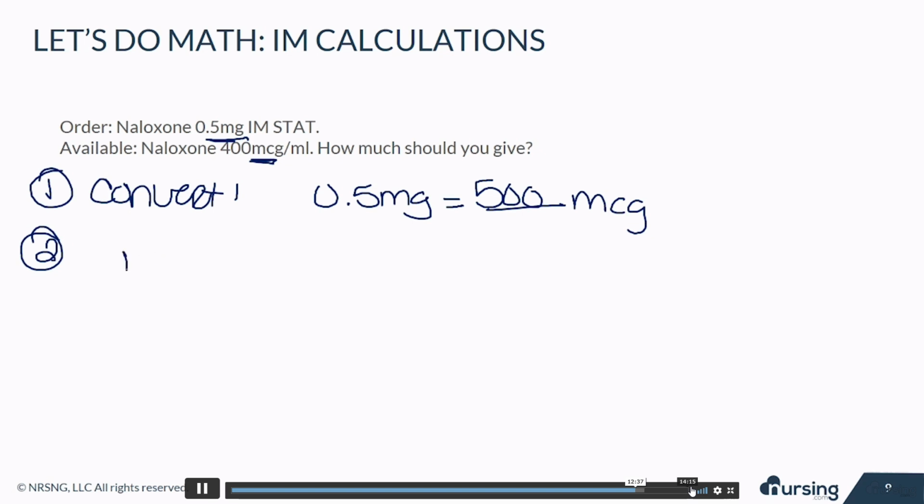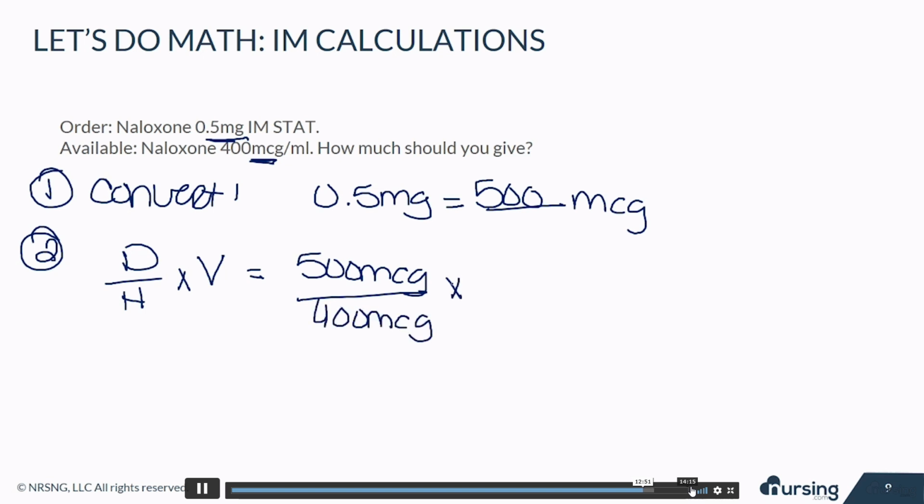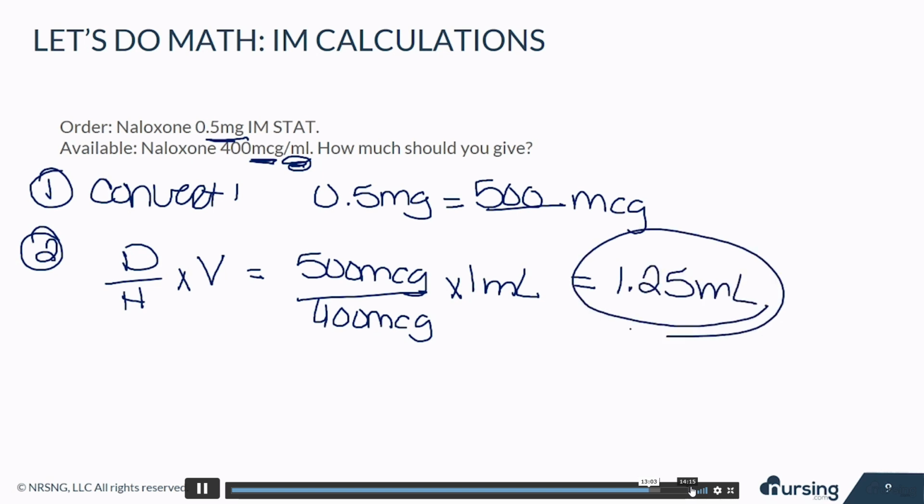Once we're done here, we have all our matches. We're going to do desired over have times vehicle: our 500 micrograms over 400 micrograms times our mLs, which here is 1. It's per mL. We should get 1.25 mLs. Easy peasy. Check to see what the question is asking one more time. We know it's IM, so it has to be in liquid form. mL should be the correct measurement here. If you got this right, congratulations. If you didn't, just take a quick look and see exactly where you might have gone wrong.